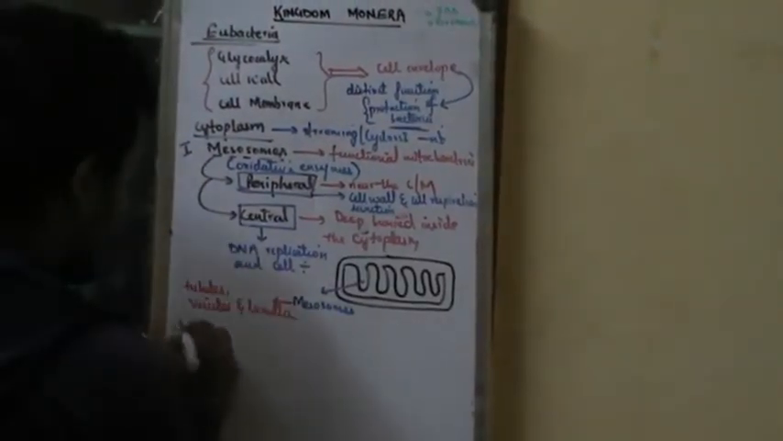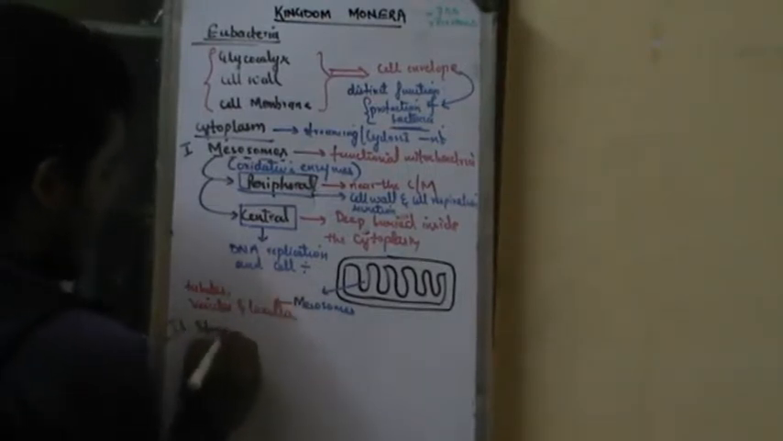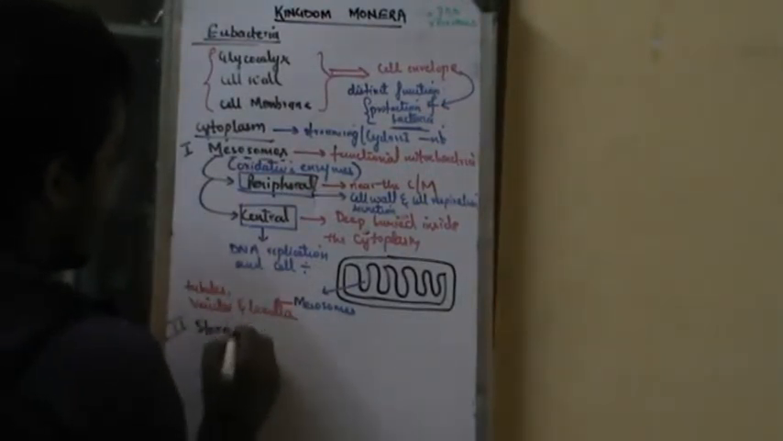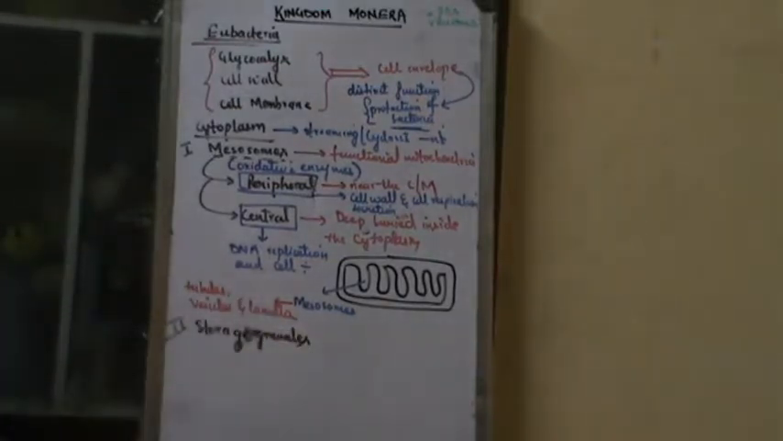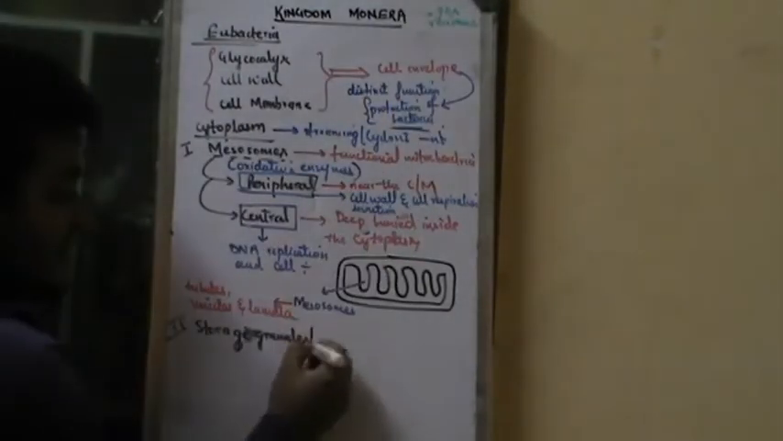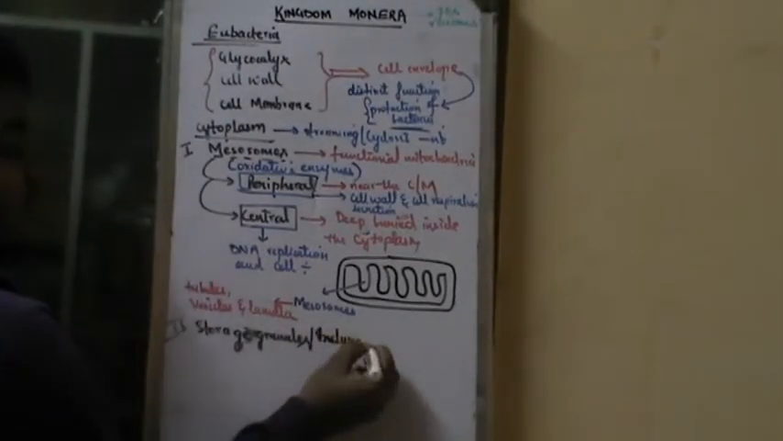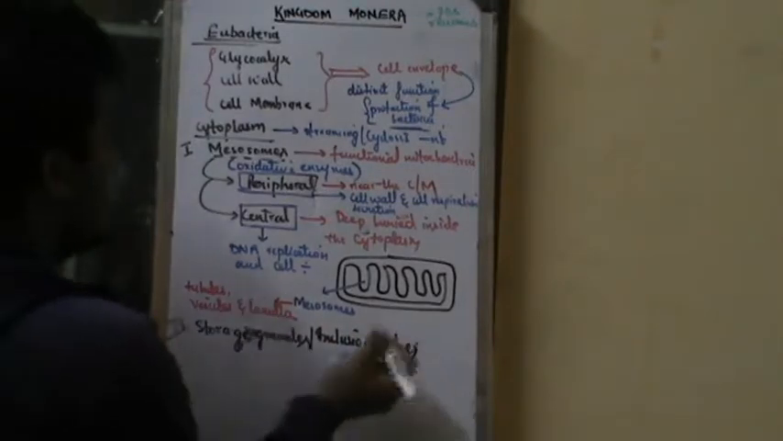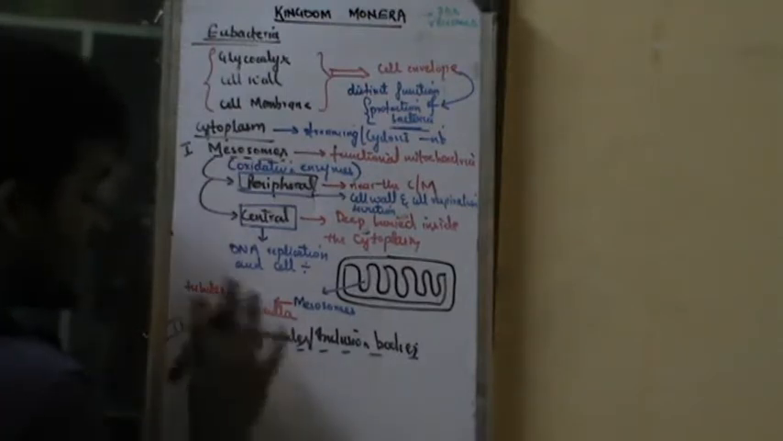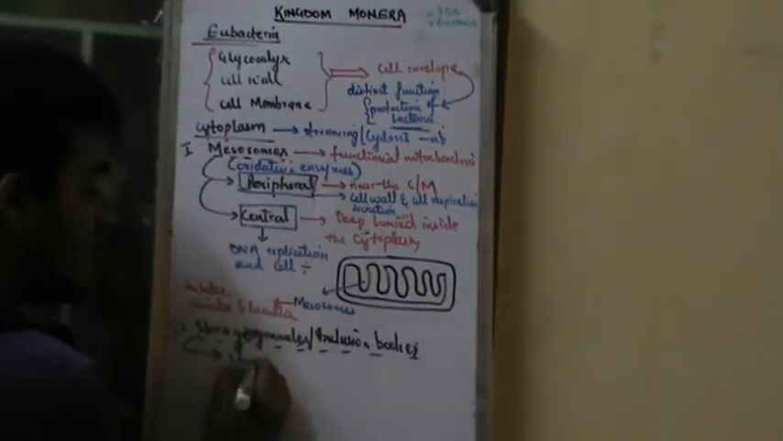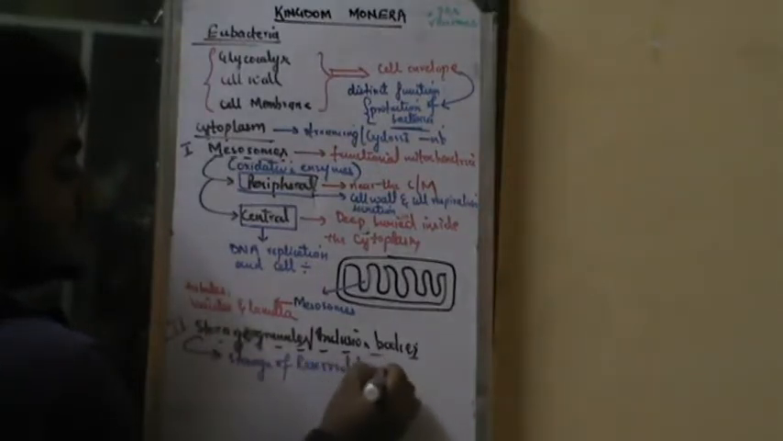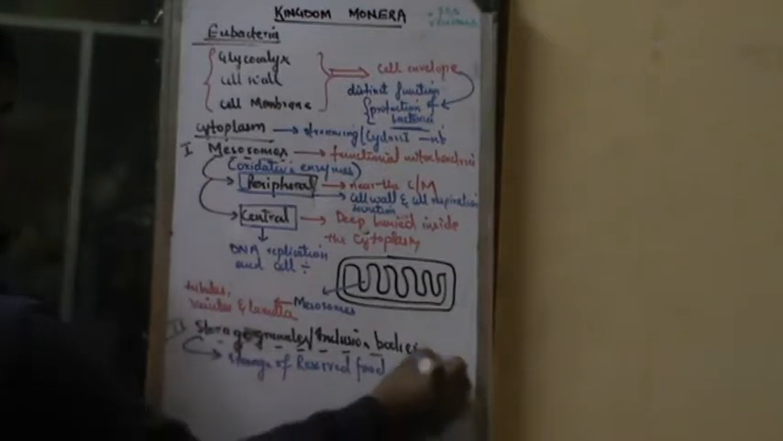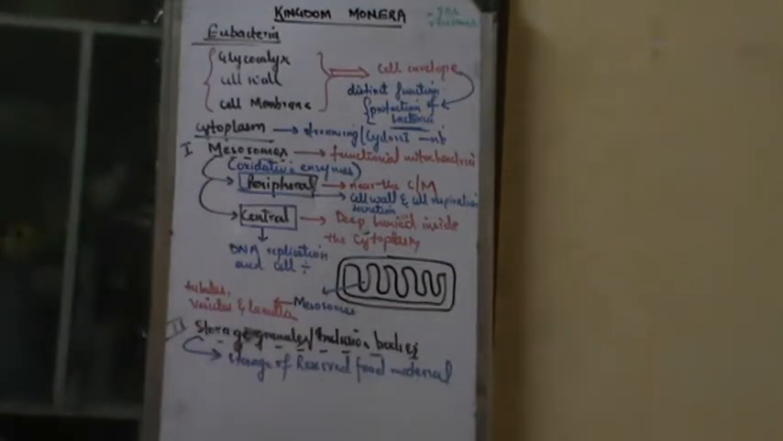The second part that you have to remember is the storage granules. NCERT for the biological classification chapter has used the term storage granules. The same NCERT in the cell biology chapter used the term inclusion bodies. So that is going to be important. Always remember, the term inclusion body is used for the storage of reserved food material. It's going to be very important.